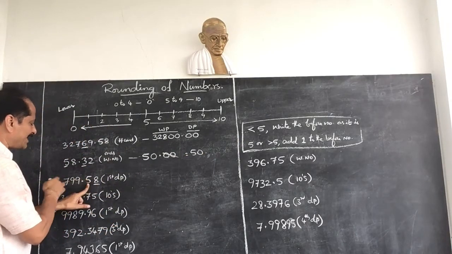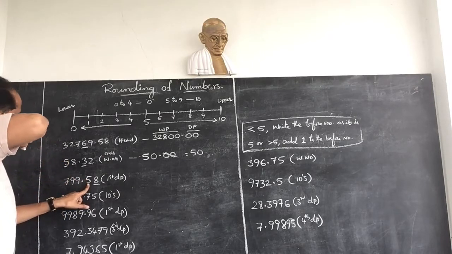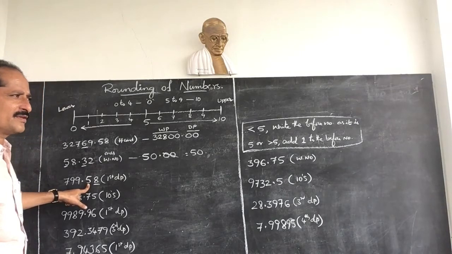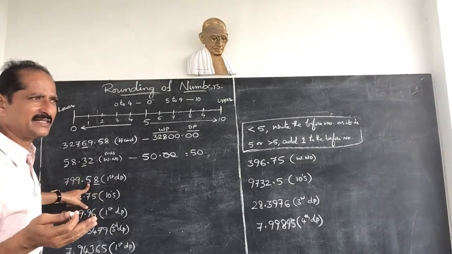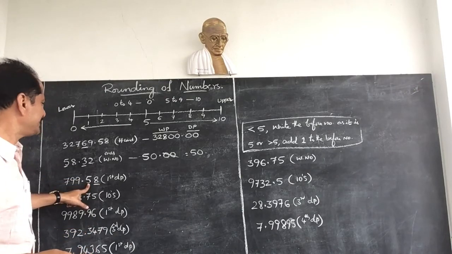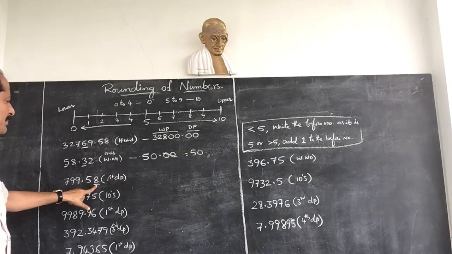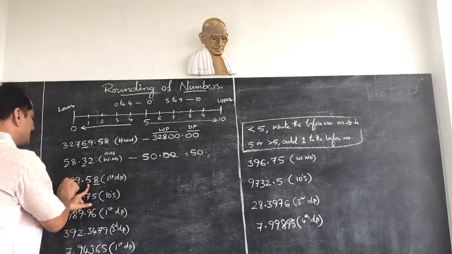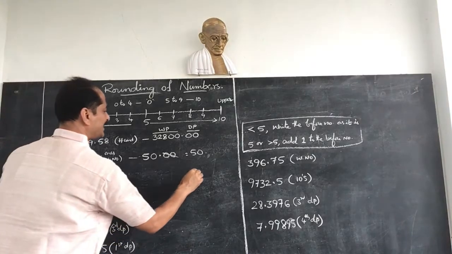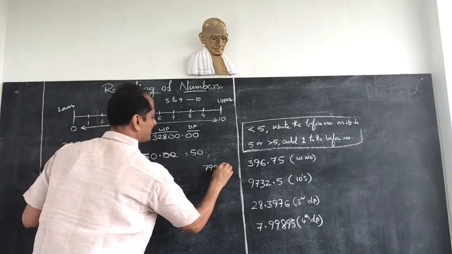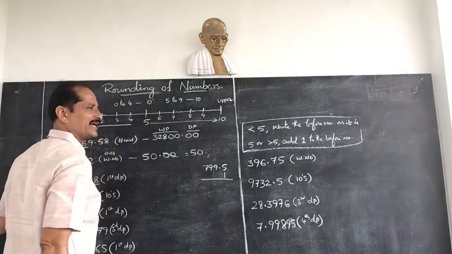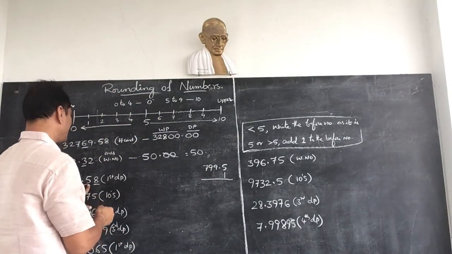So add 1 to the before number. We are rounding here to the first decimal place. To round off this number to the nearest first decimal place, we should see the next lower place, which is the second decimal place. The digit in the second decimal place is 8, which is greater than 5. So add 1 to the before number. So add one to the whole thing, 799.5. Adding 1 means 0.1 only here. Before number, add 1 to the before number.